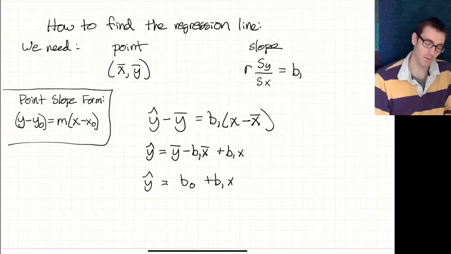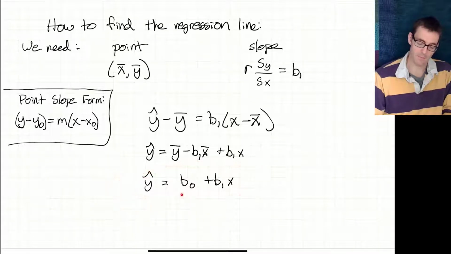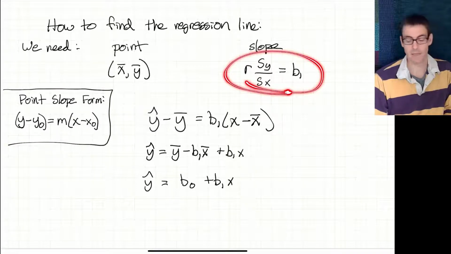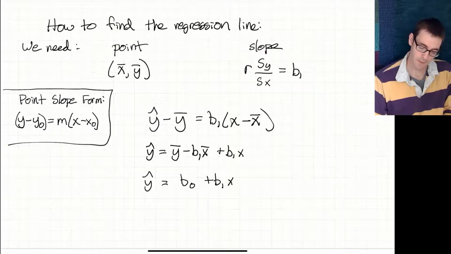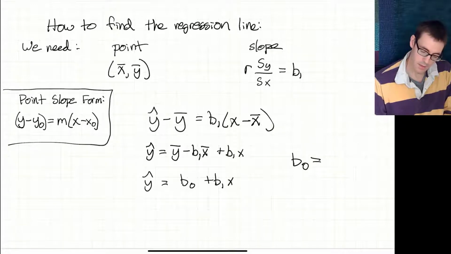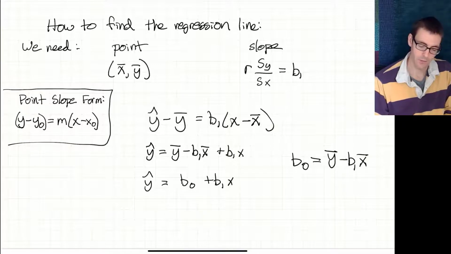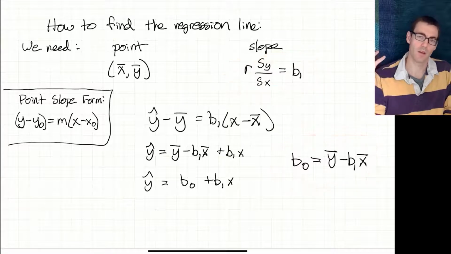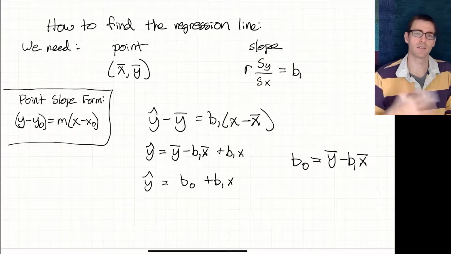So when we say that the equation we're looking for is y hat equals b naught plus b1 x, we can specify the b naught and b1 values by saying b1 is the standard deviation of y over the standard deviation of x, and b naught is y bar minus b1 x bar. Collectively, these two pieces specify the equation of the least squares regression line.